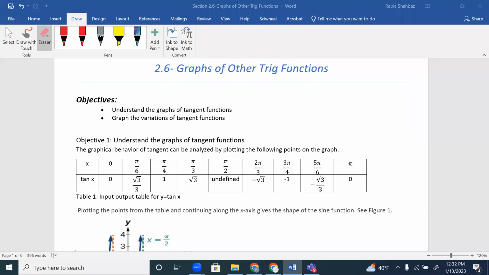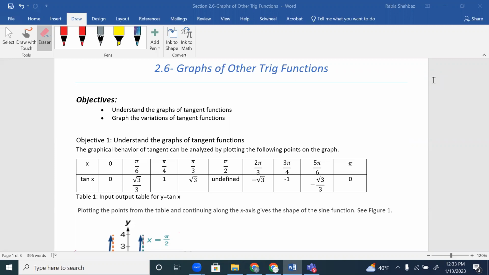Hello, students. Previously, you have learned how to graph the sinusoidal functions, which are the sine and cosine functions. In this video today, we're going to look at the graphs of other trig functions. Primarily, we will be looking at the graph of a tangent function.